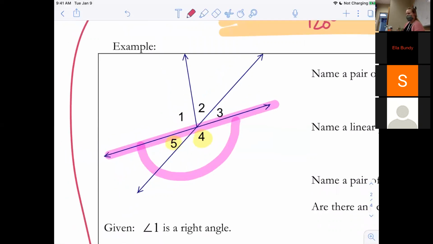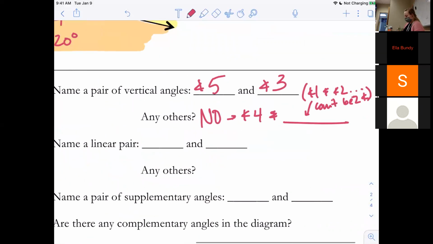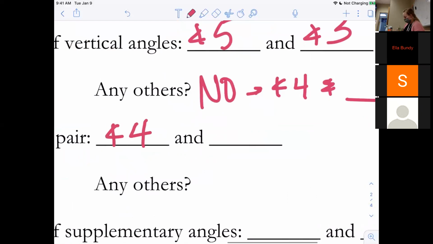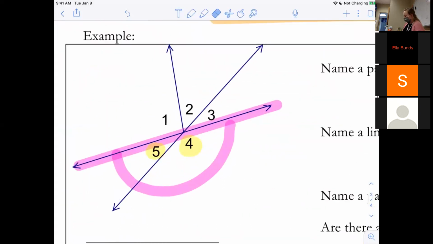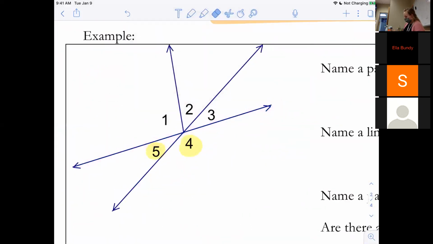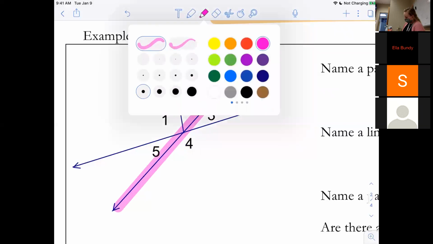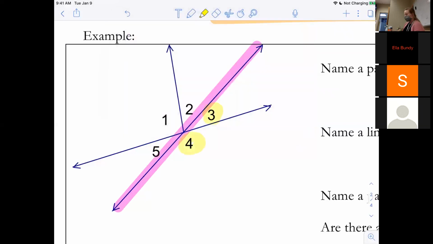Are we okay with that? I believe there's another set of linear pairs. Can you give them to me? Sorry, I hear 3 and 4 a couple times. Let's look. Say I highlight this line. Yep, 3 and 4, they're along the same line. That works.